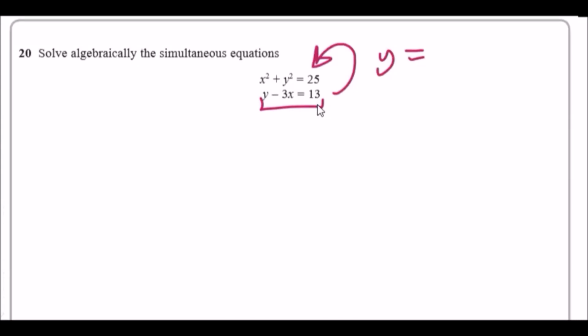You would have to plus 3x across, so it would be 3x plus 13. This would be the key variable to substitute into the quadratic equation.